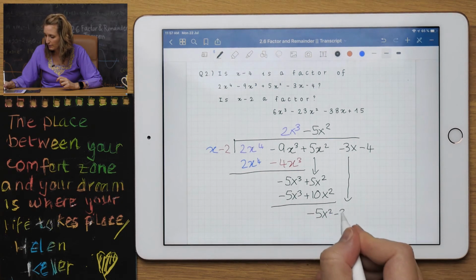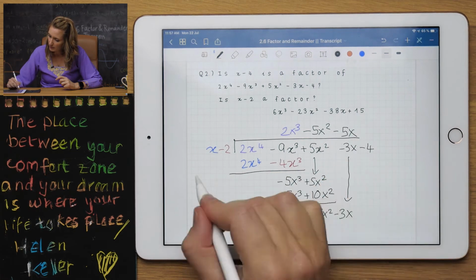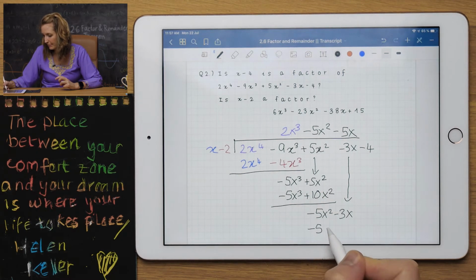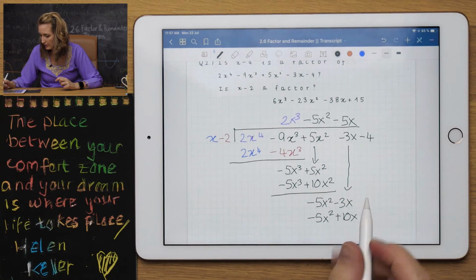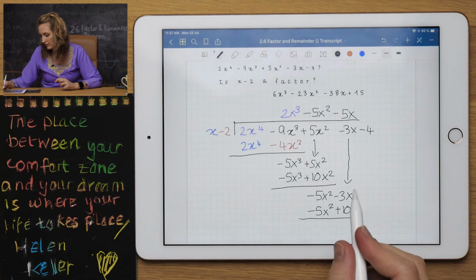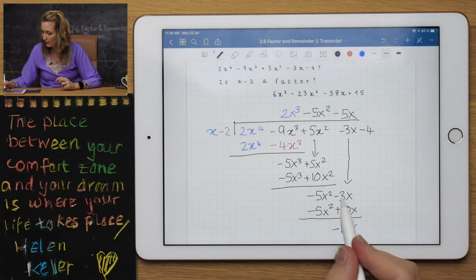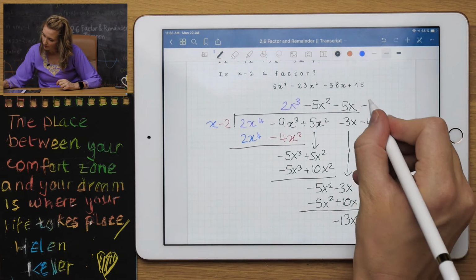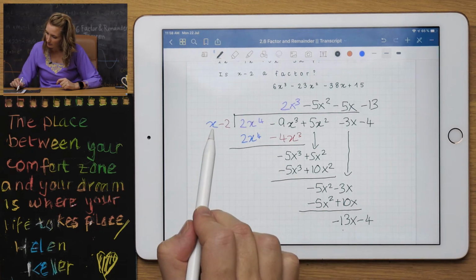Drag down the next one. This one would be minus 5x. And then we multiply to get the next line. Plus 10x. Here we go. This is going to be minus 13x. Minus 3 minus 10. Drag down the 4. Here we go. That would be minus 13 because minus 13x divided by x.